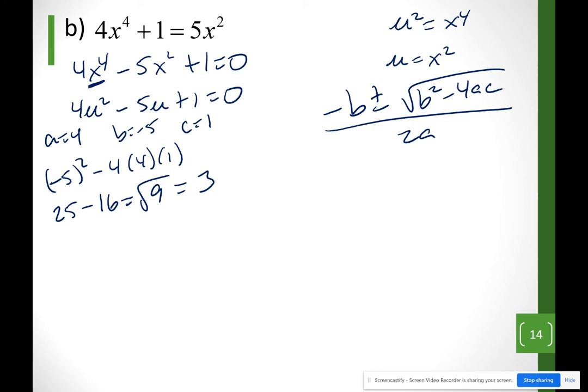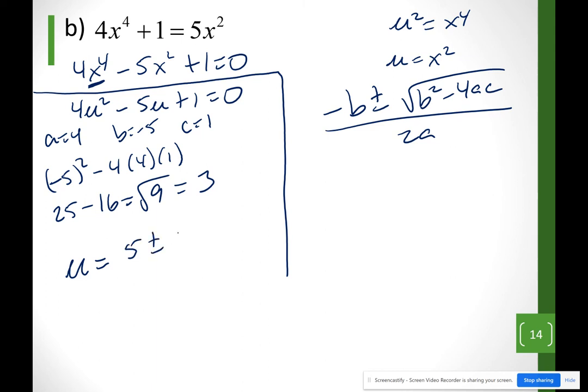Okay, so I'm ready to use my quadratic equation. Negative b, so I'm going to say that u, because remember, from here and down, my variable is u, so u equals negative b, that's 5, plus or minus 3 over, now 2 times a is 8.